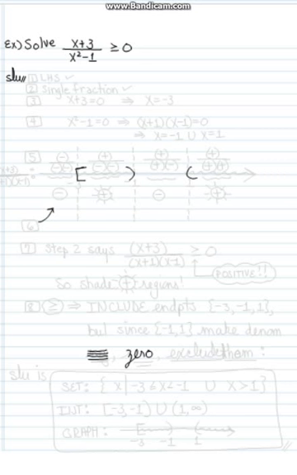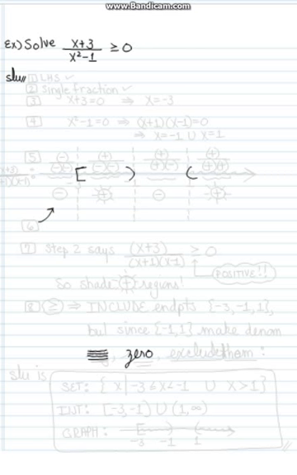For this problem, we're asked to solve a rational inequality. In other words, a fractional inequality. Let's review the steps for solving these types of inequalities. Step 1, you're going to move everything onto the left-hand side. The other side will be 0.